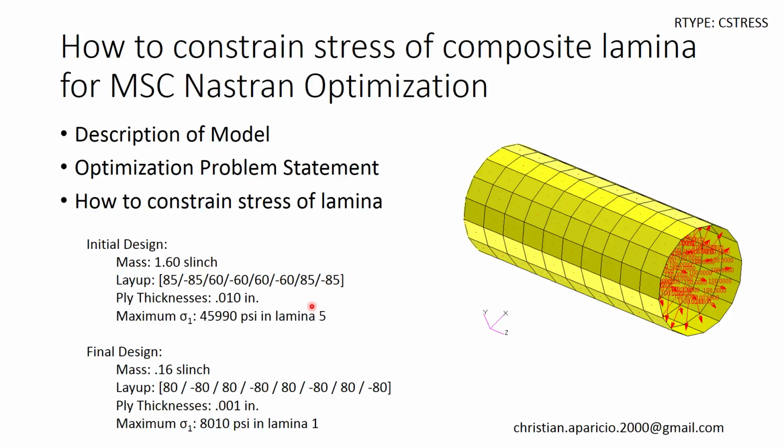Now, by the end of the video, this is what we are going to do. We are going to start off with a maximum lamina stress in the one direction of 45,000 KSI for lamina 5. And after the optimization, we are going to make sure that all of the stresses in the one direction for each lamina are under 8,000 PSI. And here at the end, the maximum stress in the one direction is 8,000 PSI for lamina 1.